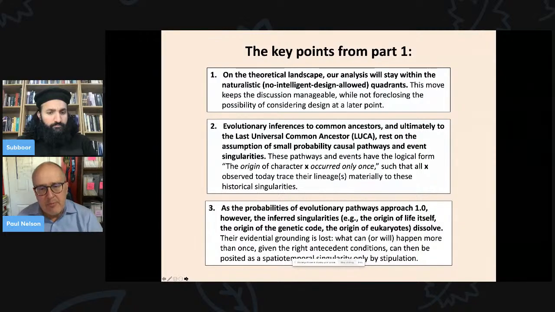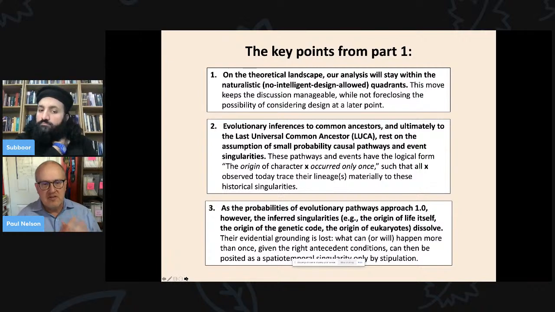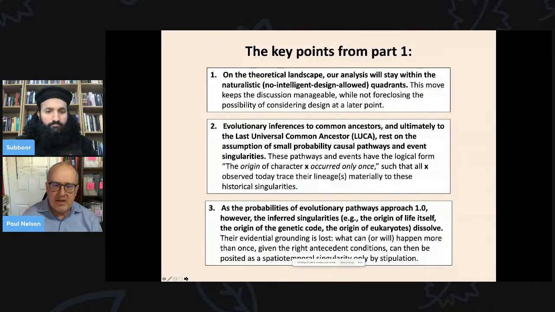Now, as the probabilities of evolutionary pathways approach 1, unity, these inferred singularities dissolve away. And the reason for that is their evidential grounding is lost. What can or will happen more than once, given the right antecedent conditions, can then be posited as a spatiotemporal singularity only by stipulation. So that's a lot of verbiage, and I apologize for that. Let me give you an example.